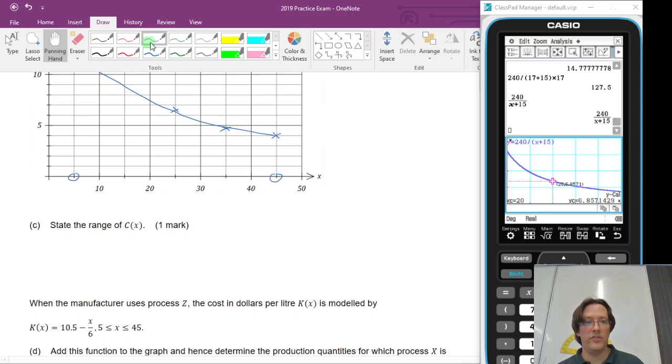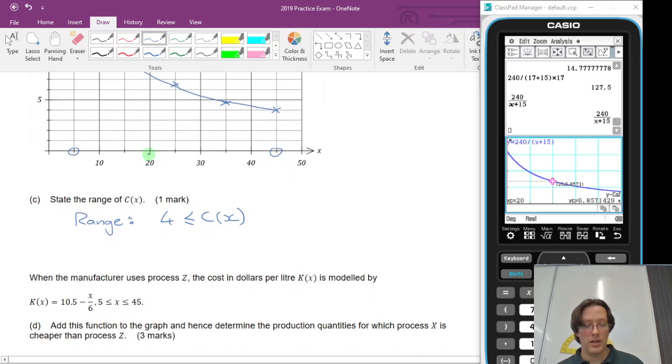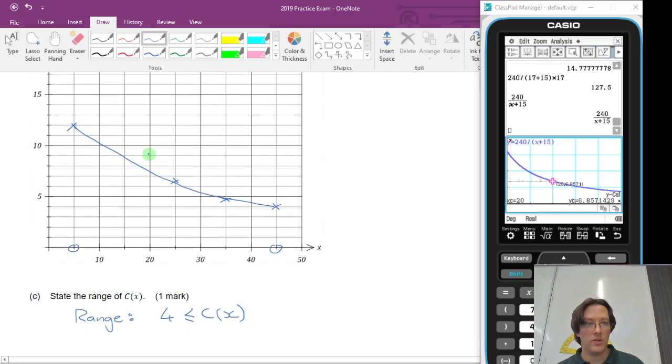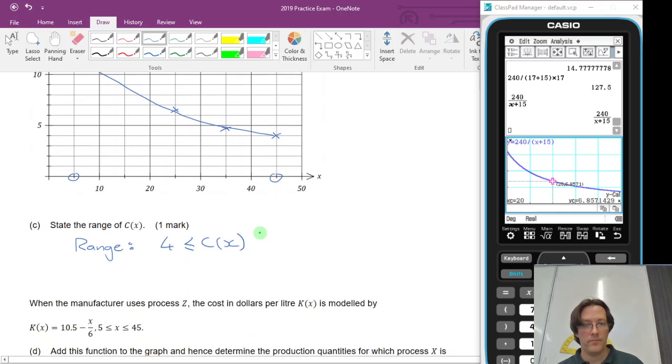So what's the range of C(x)? The range is what we've got. So the range is what our y values can take. So range is such that it's between 4 and what was our maximum? 12. And that took us a second because we've already done the work earlier.